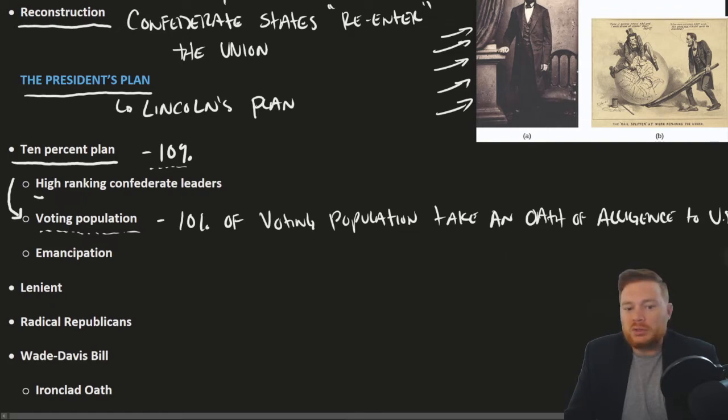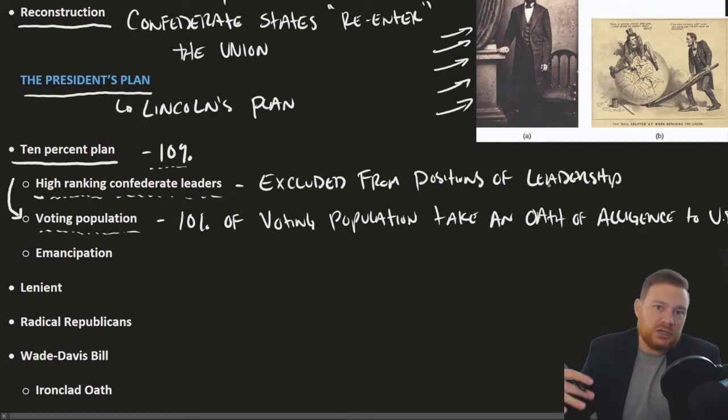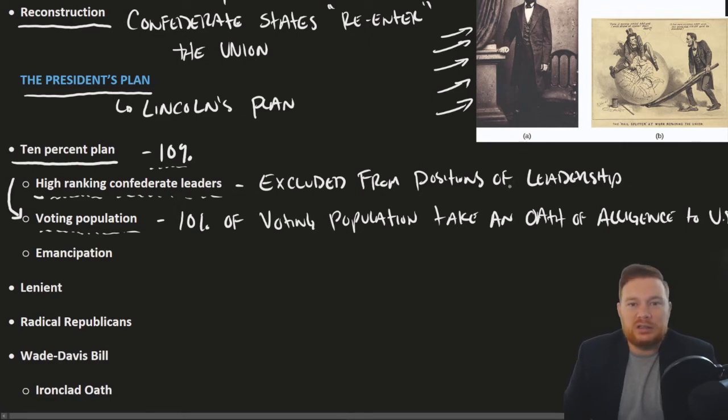Also, Lincoln was more or less forgiving of most members of the Confederacy, except the highest-ranking Confederate leaders. So we might say the highest-ranking Confederate leaders would be excluded from positions of leadership in the government. In other words, if somebody was a high-ranking member of the Confederacy, they would no longer be able to play a part in U.S. politics or the government. They had essentially lost that privilege. That was the punishment that they served.